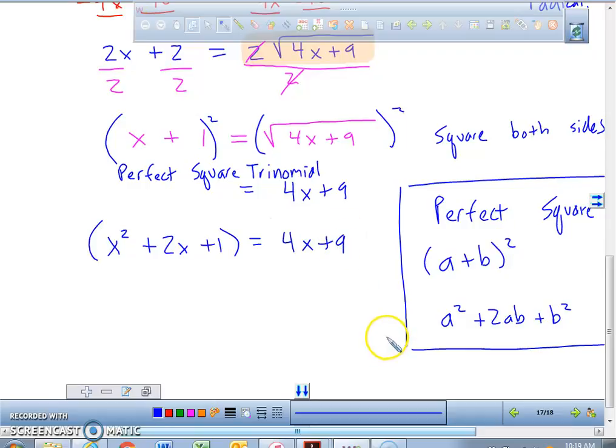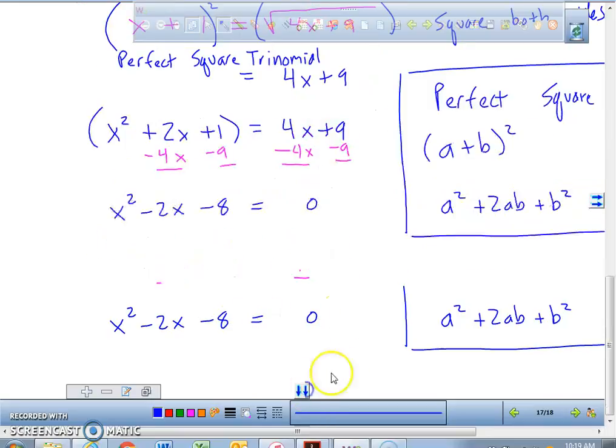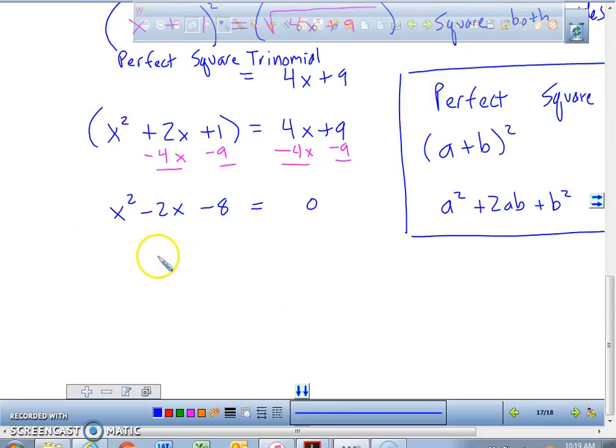Now we have a quadratic. And if we have a quadratic, what are we going to set it equal to? 0. So what are we going to do? We're going to subtract 4x, and we're going to subtract 9 from both sides. And now things are looking a lot easier.